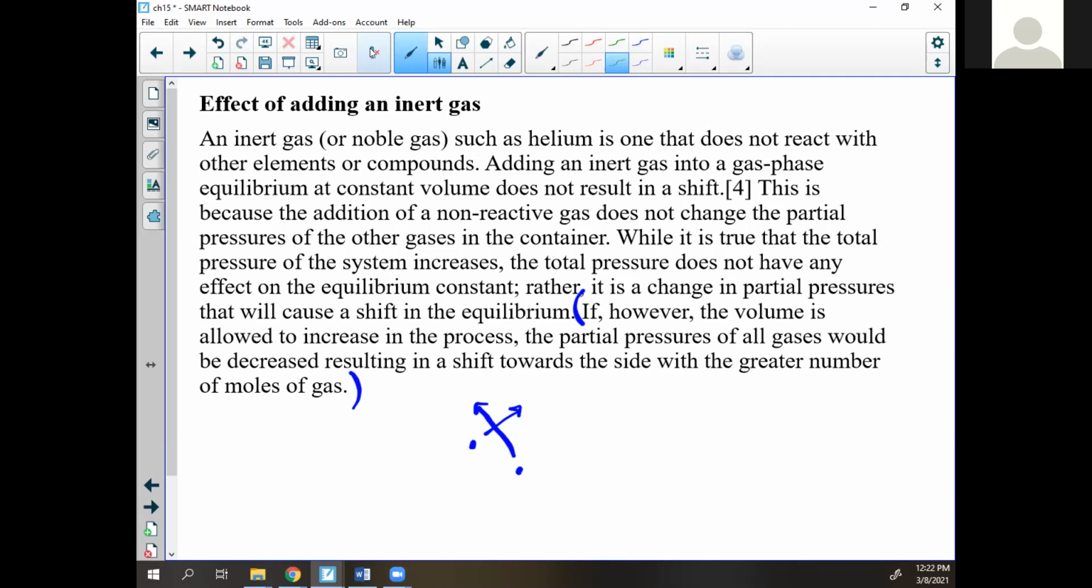Because it doesn't. We learned in chapter 10, the pressure of a gas is independent of any other gas present. That's because they don't interact with each other. That's why we say inert. If they don't react with each other, then they just cruise around doing their thing, and they don't really affect the pressure of anything else.